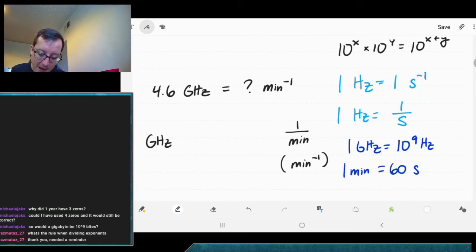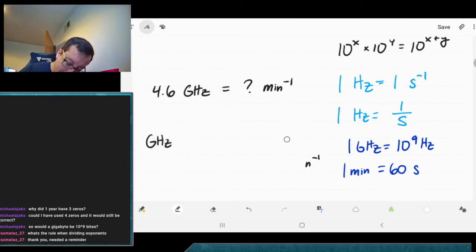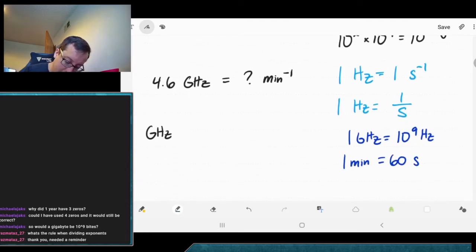And so now we'll be like, aha, now that I've written out some definitions in terms of unit conversion factors, I've got something from gigahertz to hertz, I've got hertz to seconds, and minute to seconds. Aha. That tells me I now have enough to go through this, right? I'm going to use minutes to the negative 1, by the way, for this. I think it'll be just a little bit easier.